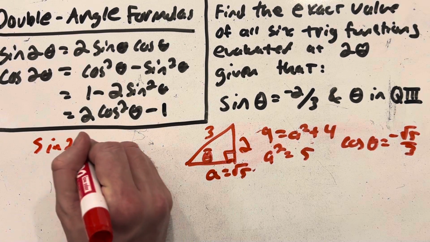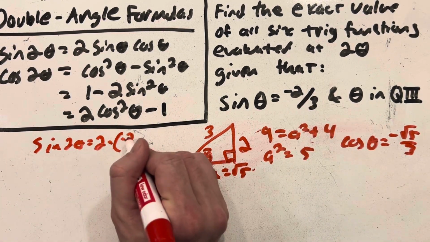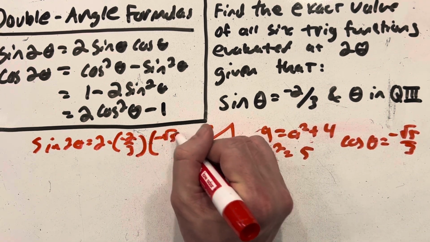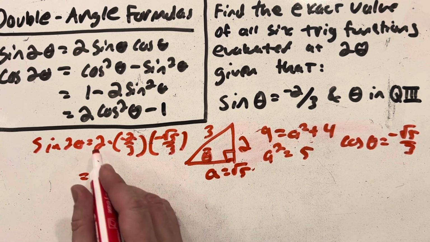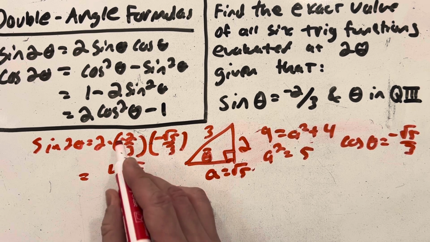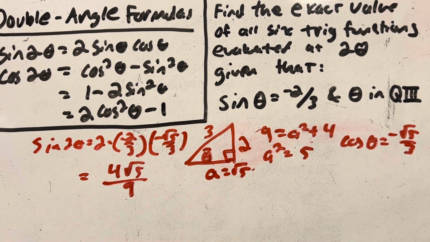The sine of 2 theta is 2 times the sine of theta, minus 2/3, times the cosine of theta, minus root 5 over 3. Multiply all that together. 2 times that 2 is a 4 times root 5. Negative times negative is positive. And 3 times 3 is 9. So now I know the sine of 2 theta is 4 root 5 all over 9.